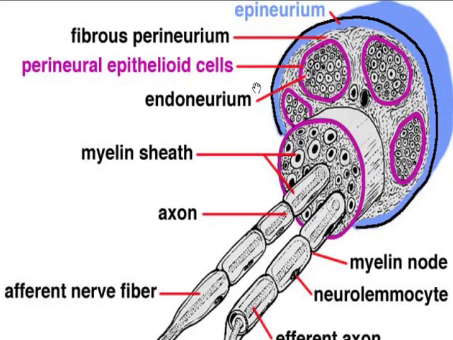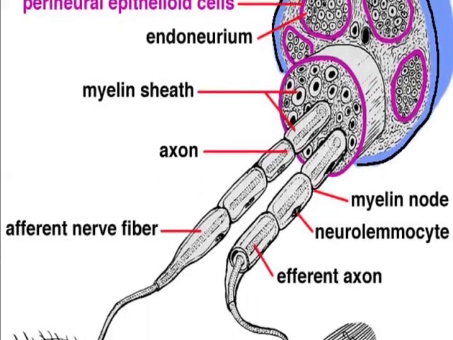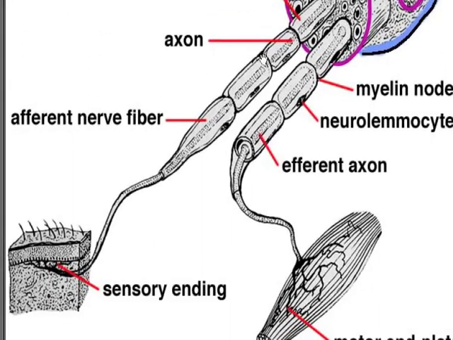Within a fascicle, endoneurium surrounds individual nerve fibers. Nerve fibers are composed of axons ensheathed or myelinated by neurolemmocytes. Here we see two myelinated axons. The axons are myelinated by neurolemmocytes.